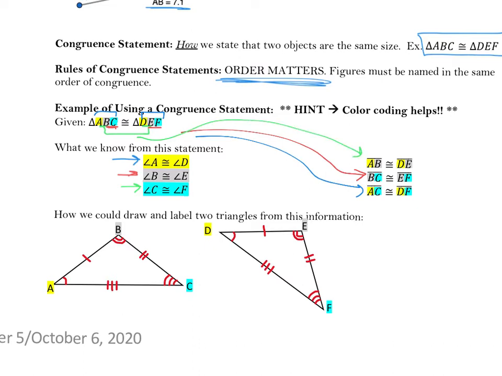So I could look at this statement, again, without the picture, and I could say, I want to know what angle is congruent to angle C. C is the third letter in that first triangle, so I'd look for the third letter in the second triangle, and I would know that angle F is congruent to angle C.